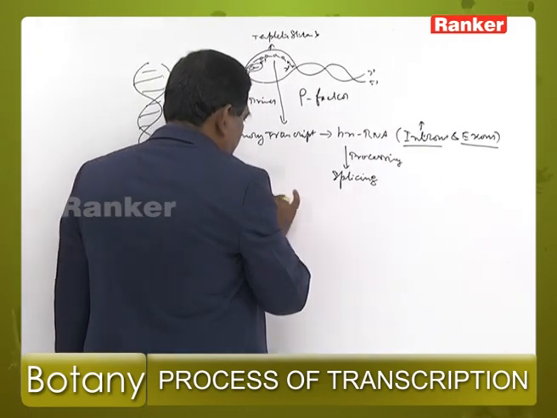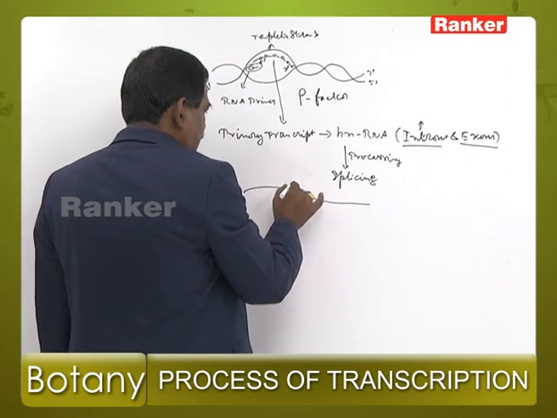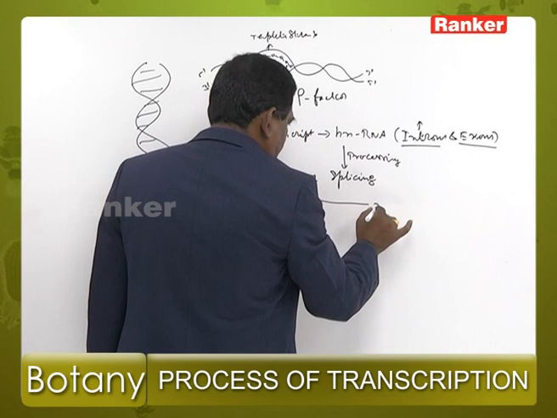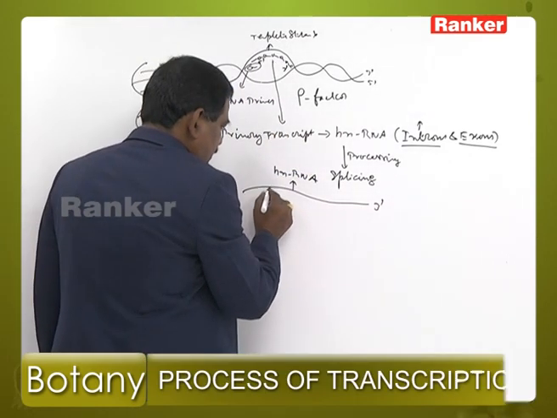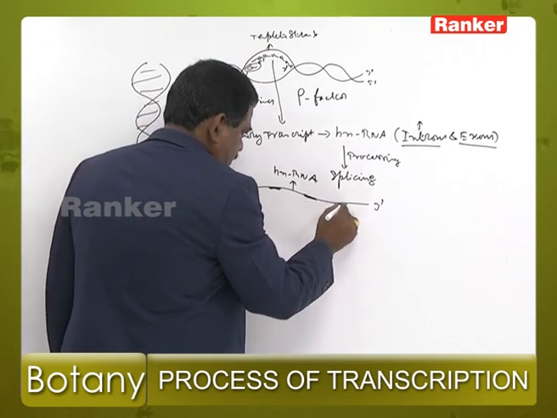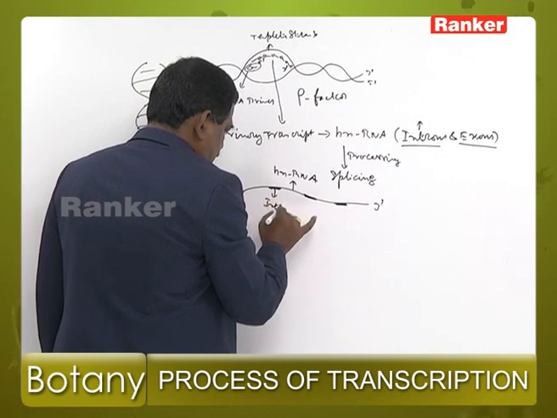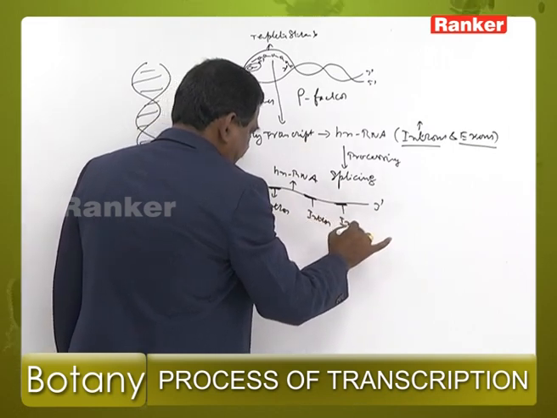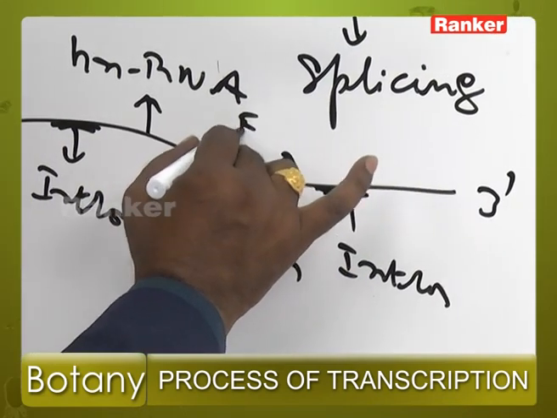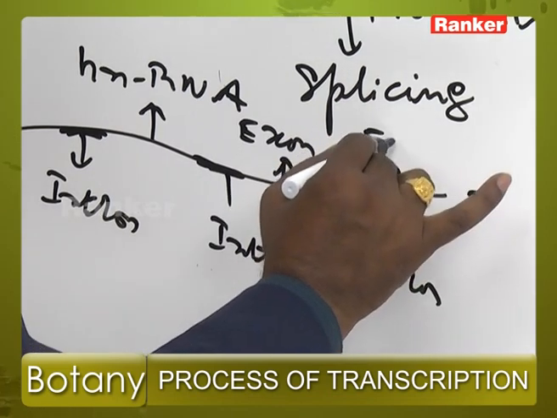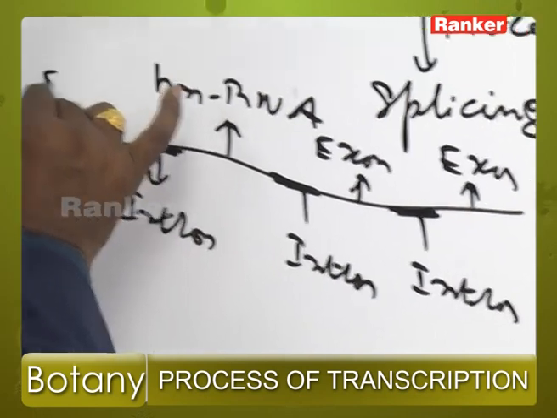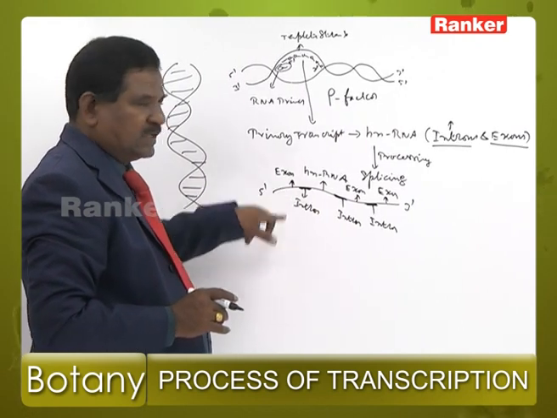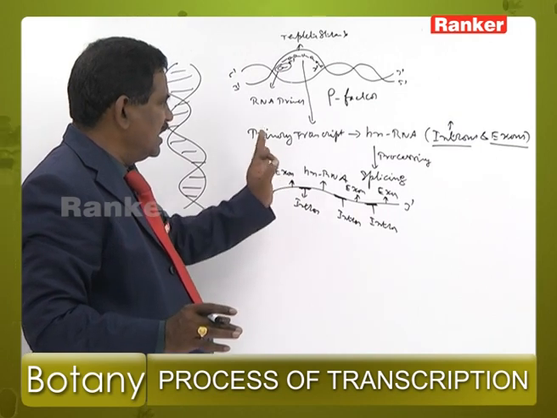Now the hnRNA, with its 5' and 3' ends, consists of introns interspersed with exons. Introns are unrequired sequences and exons are required sequences. Removal of these introns is called splicing.